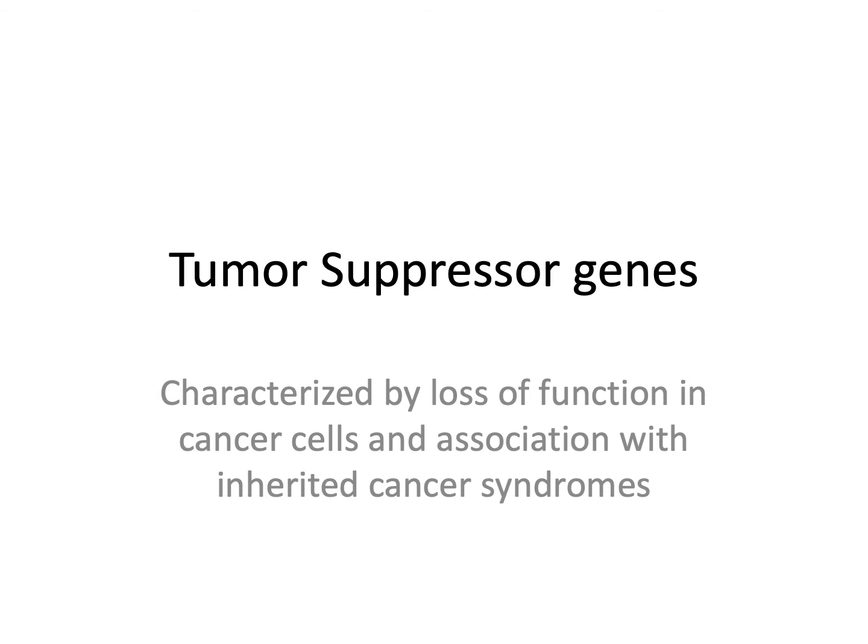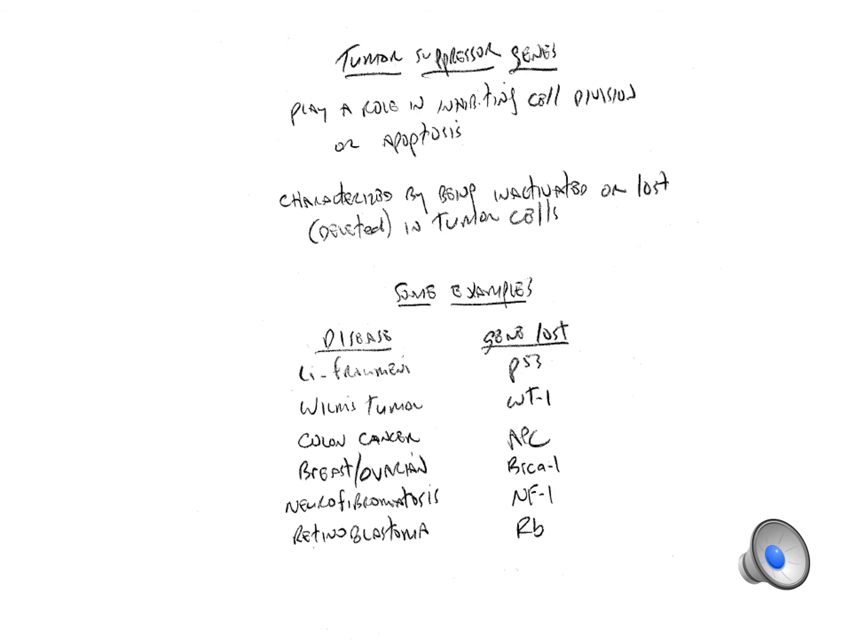Okay, so let's take a look at some more details. As I mentioned, the tumor suppressor genes play a role in inhibiting cell division. Sometimes they're important for inducing apoptosis, which is programmed cell death. But either way, you get a loss of cell division. Either the cells stop dividing, or they disappear. And they're characterized by being inactivated or lost or deleted in many tumor cells. And here I just gave some examples. There's a number of these that have been identified. And so I'm going to list some of these out.